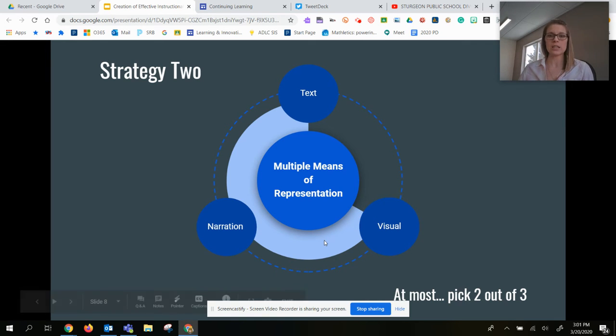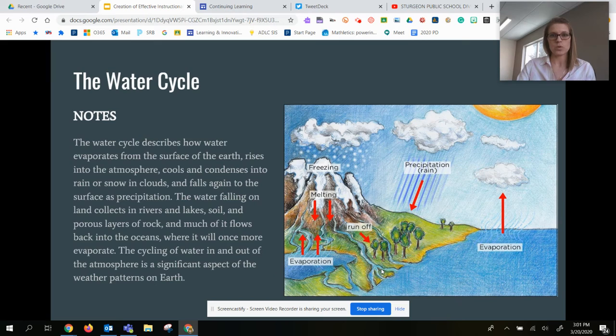So like I said, you are only giving them 2 out of the 3. If you give them 3 or more, it is too much. They are going to be paying more attention to the means by which you are giving it to them, as opposed to the actual content itself. So here's an example.